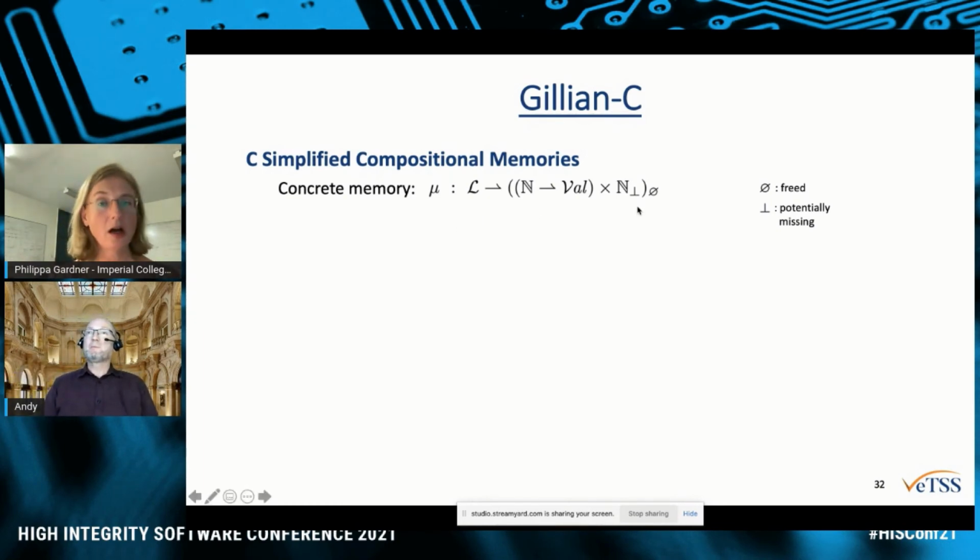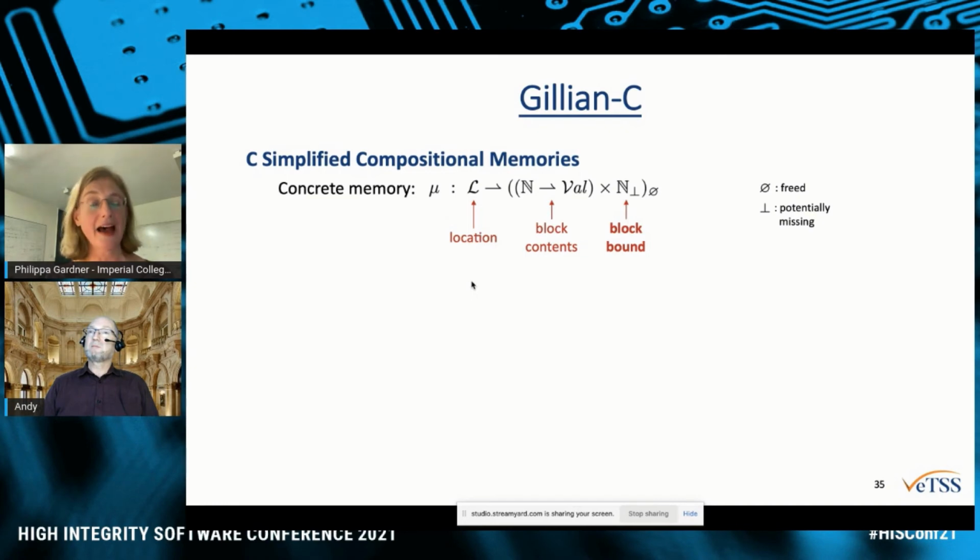So in particular, I want to emphasize we have concrete memory with locations and blocks. The blocks contain block contents and block bounds. And there's a well-formedness condition that when you've got a location offset pair, that offset is a natural number that absolutely can't go beyond the bound.